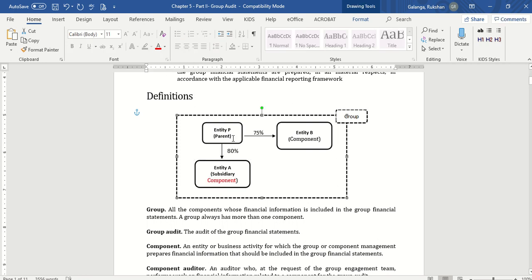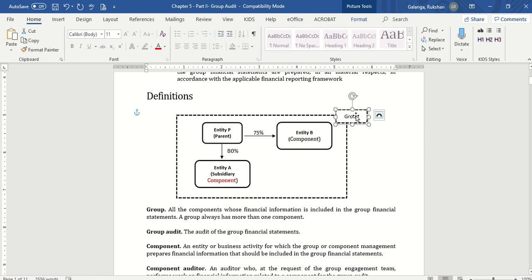So remember, entity P has to prepare its financial statements, right? And entity A should also prepare its own financial statements, right? Only for entity A they should prepare the financial statements. And look at this here, entity P has acquired 75% of the share capital of entity B also. So entity P has two subsidiaries in accounting terms, entity A and entity B. But from the audit perspective, we call them components. So you can see the parent company has two subsidiaries or two components called A and B, right? So for these entire three entities, we call it what? A group. We call it a group.